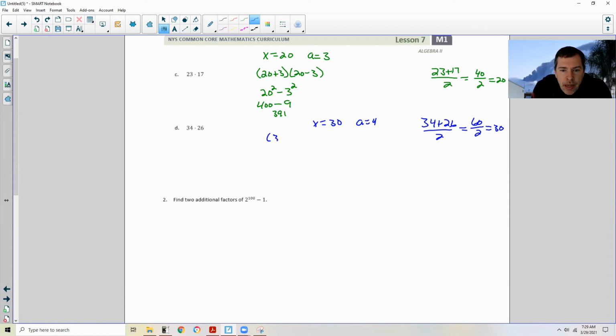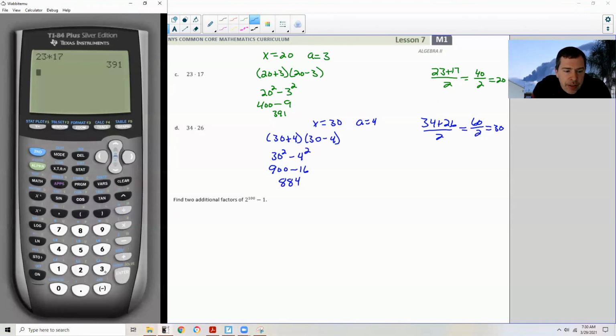So then I can write x plus a times x minus a equals x squared minus a squared. 30 squared is 900, minus 16, which would be 884. Go to my calculator: 34 times 26, enter, 884.